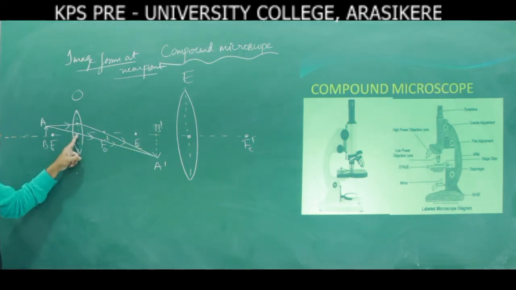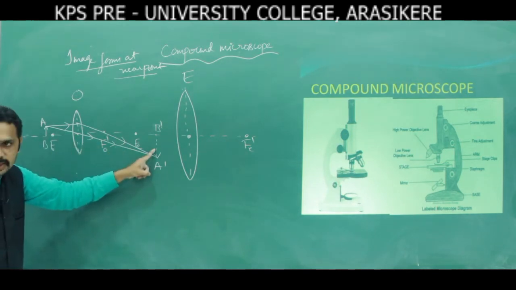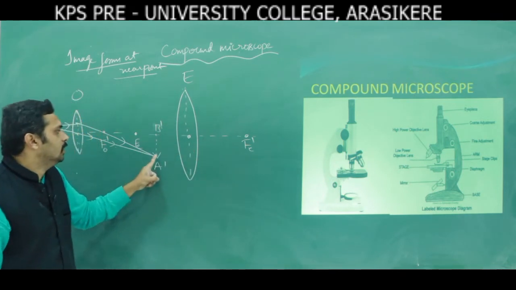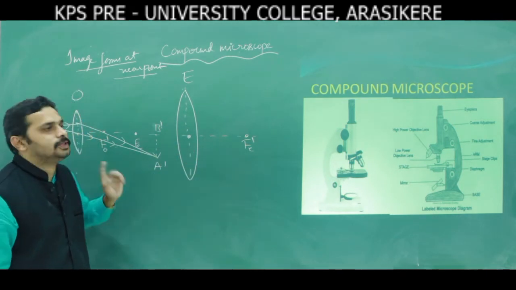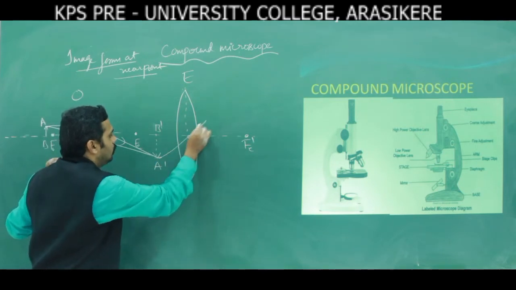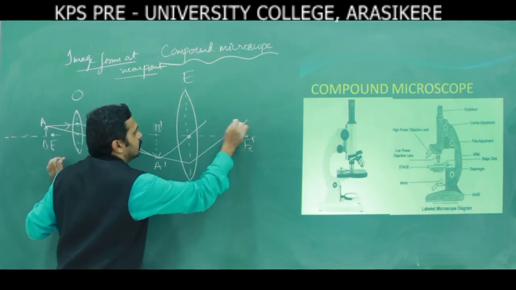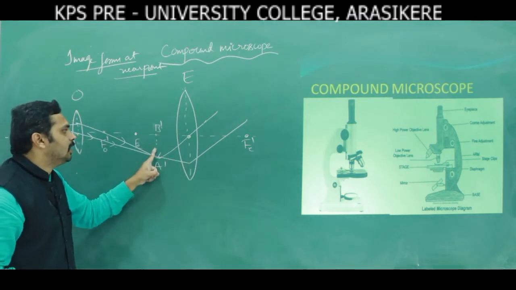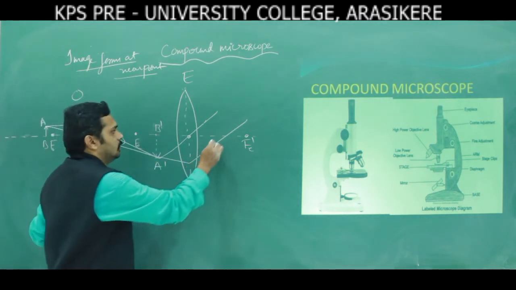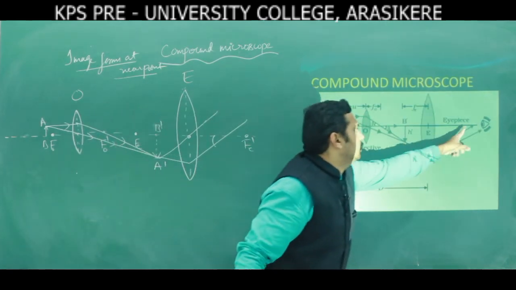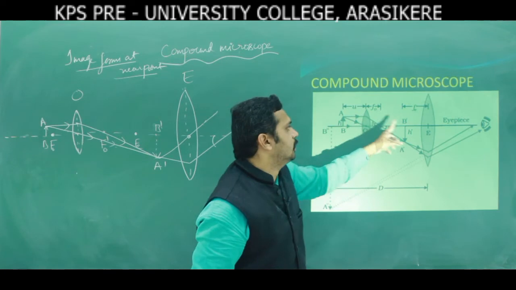Now for this objective lens, this is the object, this is the image. And for the eyepiece lens, this image acts as an object. This image acts as an object for the eyepiece lens. See, for this same lens, this image acts as an object. Look at here. Now this is the angle. I told that this is the object, this is the eyepiece.